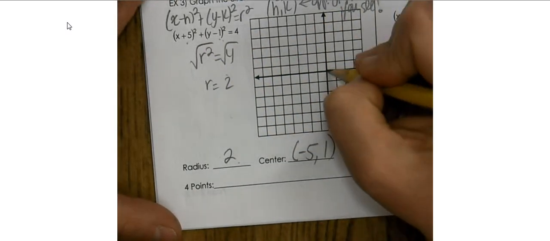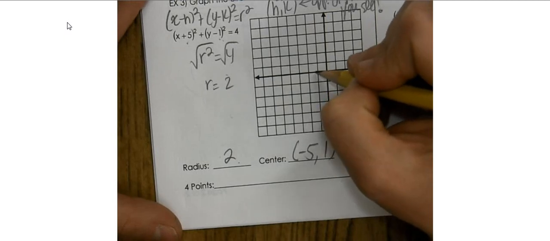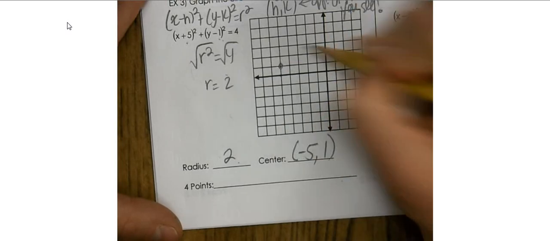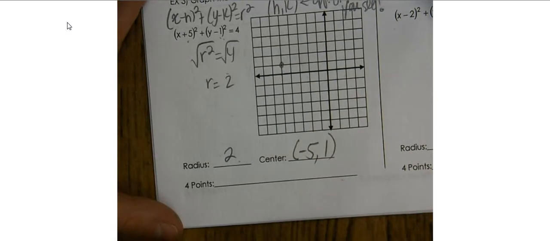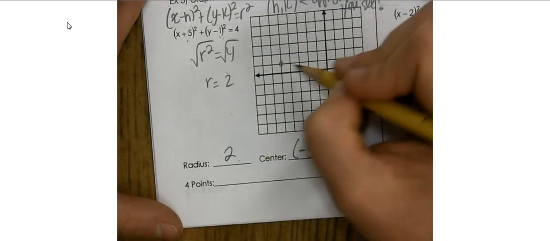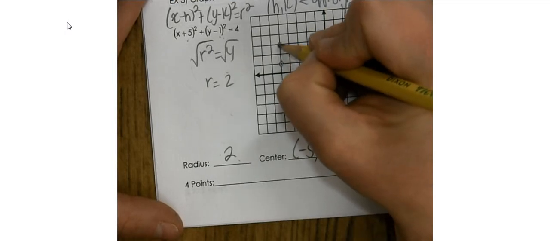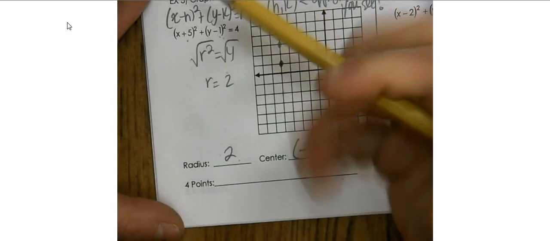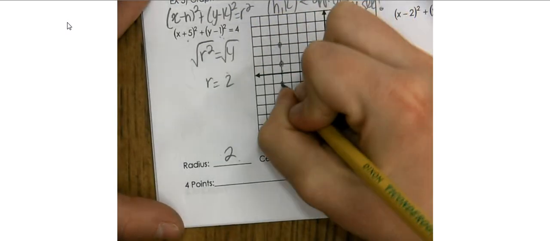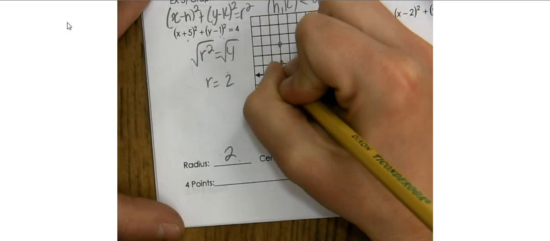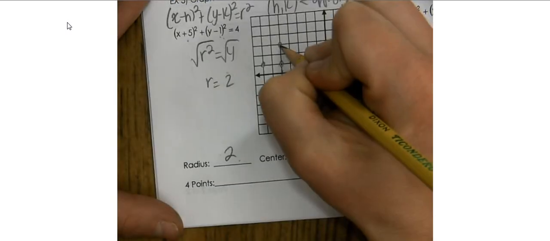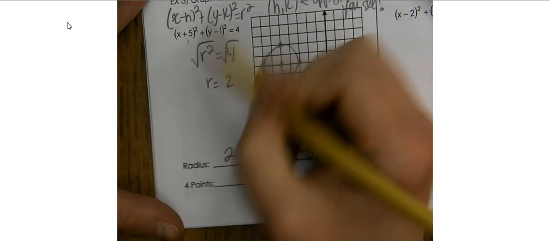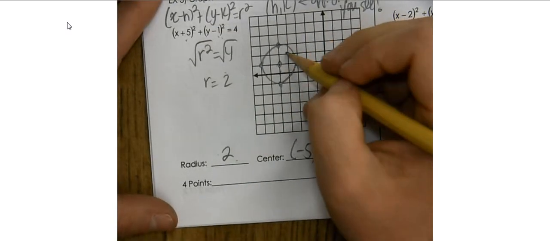I'm going to plot negative 5. So this is negative 1, 2, 3, 4, 5, up 1. So here's negative 5, 1. And now I'm going to count 2 units going north, south, east, and west. So here is 2 units north, 2 units south, 2 units east, and 2 units to the west. And I'm going to draw a smooth curve going through all of those points, and here's my circle.